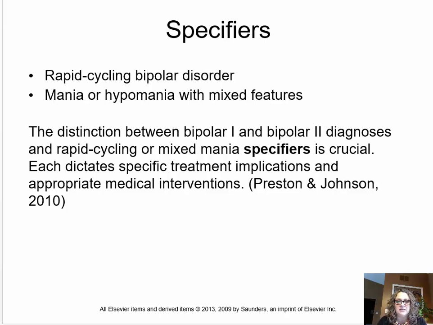As the slide says, the distinction between bipolar 1 and bipolar 2 and rapid cycling or mixed mania specifiers is crucial. So when you see the diagnosis, it will be specified, for example, bipolar 1 disorder with hypomania with mixed features. Or it may be bipolar 2 disorder, rapid cycling.